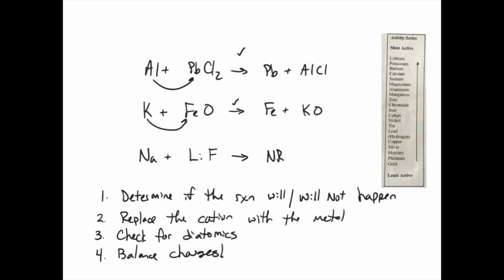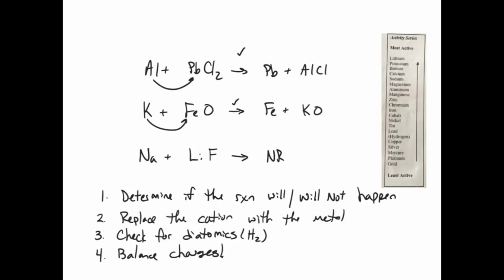The last two things I always do is check for diatomics and then balance charges. Now diatomic would only happen if the cation is hydrogen over here and gets replaced. Notice hydrogen's on the list. It's between lead and copper. So if this ionic substance is maybe an acid like HCl or HBr, then the aluminum would replace the acid H, and then this substance right here, this thing that's alone or that got replaced, is hydrogen, and that's diatomic. So check diatomics, in this case only for hydrogen.